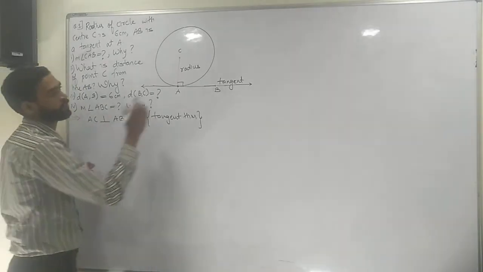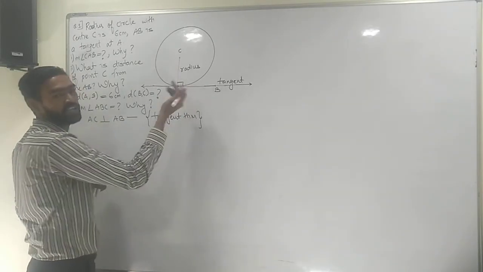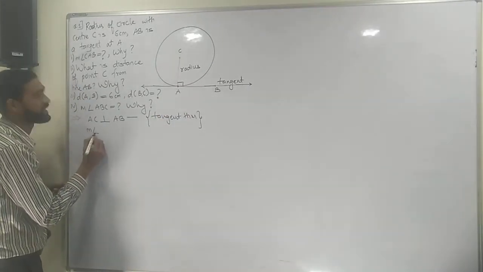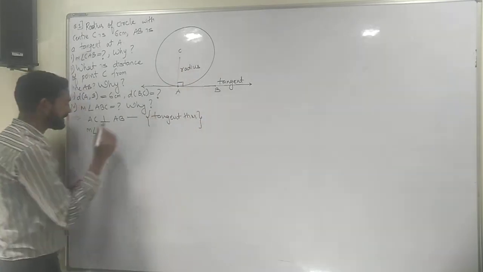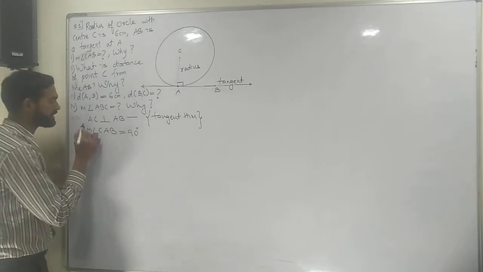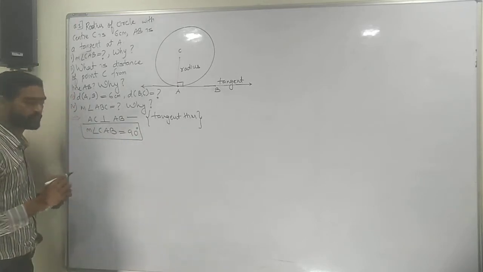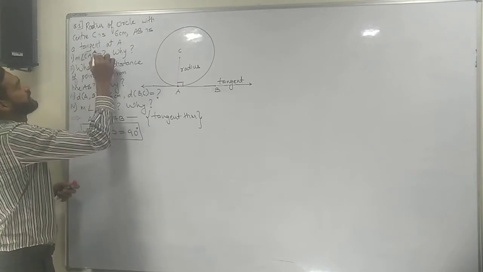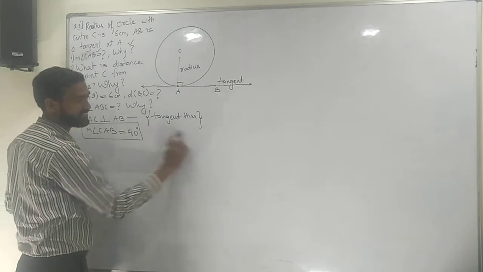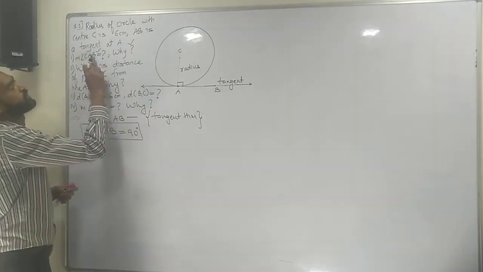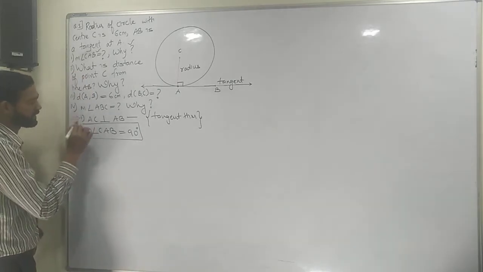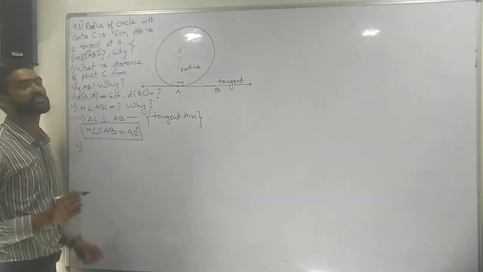So AC is perpendicular. What do we know? Every perpendicular will give you which angle? Right angle. Therefore, we will write the measure of angle CAB becomes 90 degrees. Clear everyone? Understood? So I got the answer for angle CAB as 90 degrees, and the reason is this. So we have got the answer for the first question. Now let's move to the second sub question.